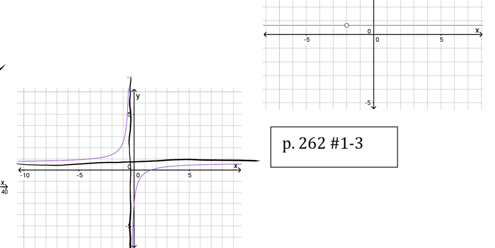Okay, page 262, 1 to 3 is your practice, and good luck. And make sure that you can do this stuff so that we can start using it to do some sketching next class.